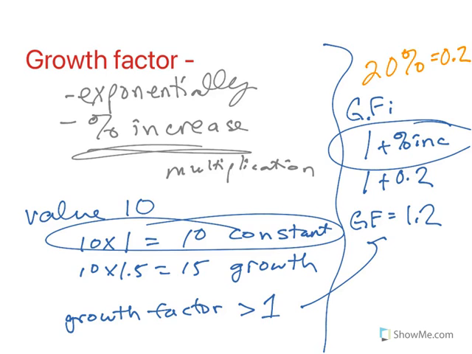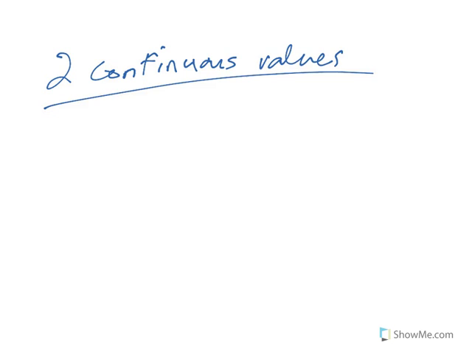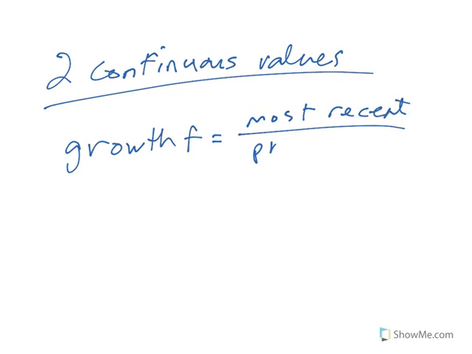Now there is another way to find the growth factor. The second way is if you have 2 consecutive values. Continuous values. So the growth factor would be found by taking the most recent value divided by the previous value.